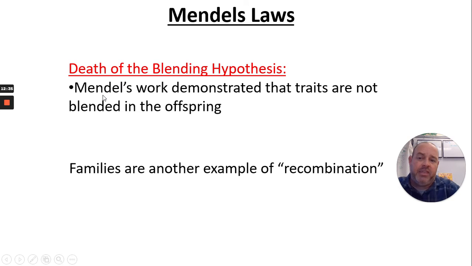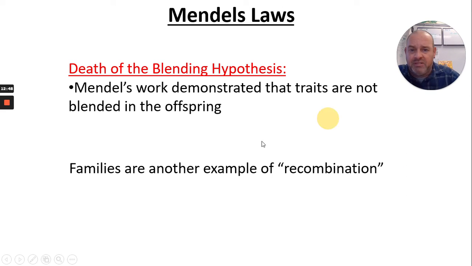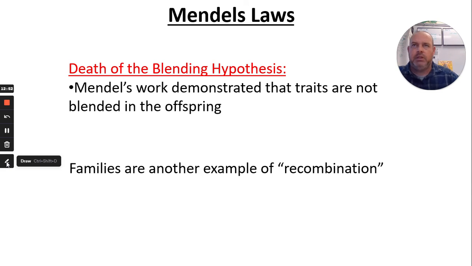So this is the death of the blending hypothesis. Mendel kind of killed that hypothesis and really said that families are just another example of recombination, right? When you think about your family, there's all these different variations going on, and you're similar, but you're not the same, right? Things didn't dilute out where your siblings and your cousins and everybody are kind of the same. There's still all these differences, okay?